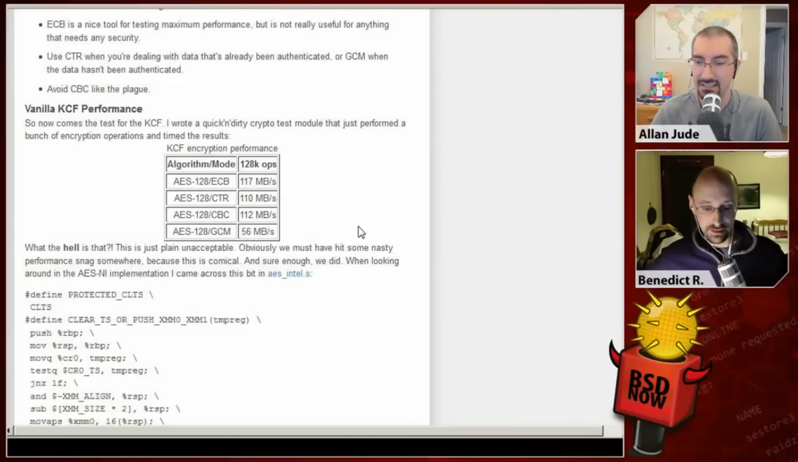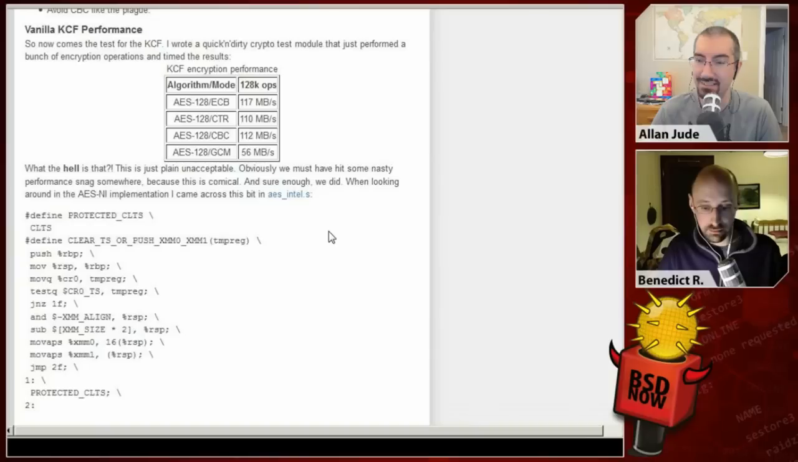But then he says he tested it using the kernel crypto framework, and he found performance was terrible. Even using 128K operations versus the 8K operations which OpenSSL is testing. So you would expect this to be faster than OpenSSL, or at least the same. But it wasn't.